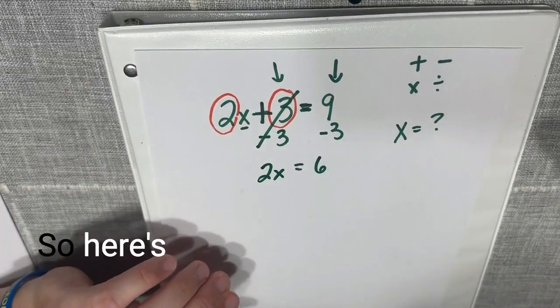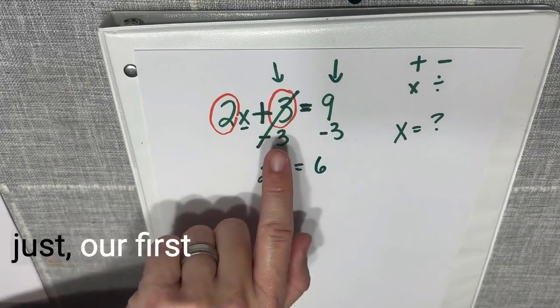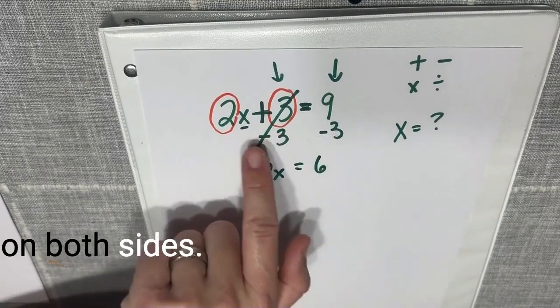All right. So here's what we've done, mathletes. We started with 2x + 3 = 9. And our first step was to subtract 3 on both sides.